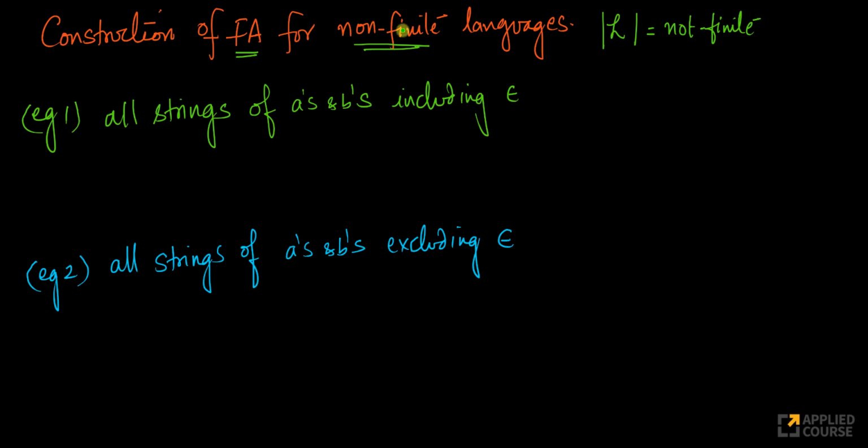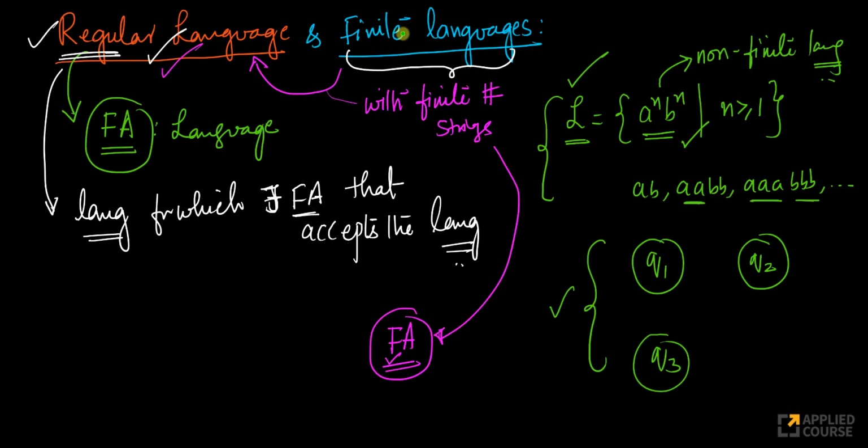Please remember that we will not be able to construct finite automata for all non-finite languages. For example, look at this language. This language is a non-finite language. We have seen this in the previous video: the language a power n, b power n such that n is greater than or equal to 1. This is a non-finite language, but we cannot construct a finite automata which accepts this language, or come up with a finite automata whose language is equal to this set.